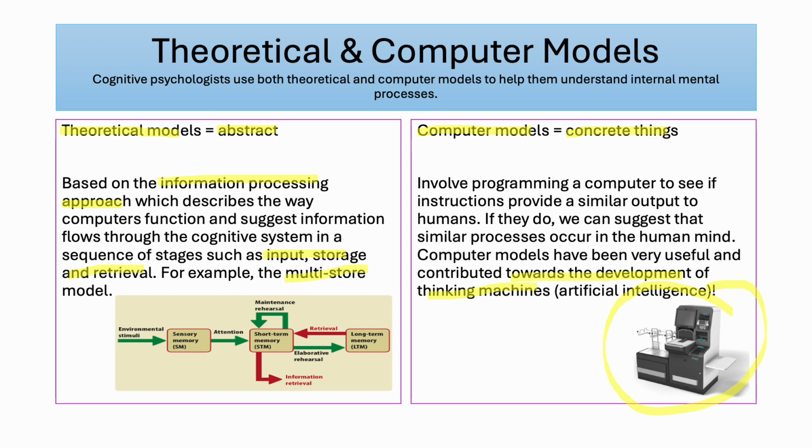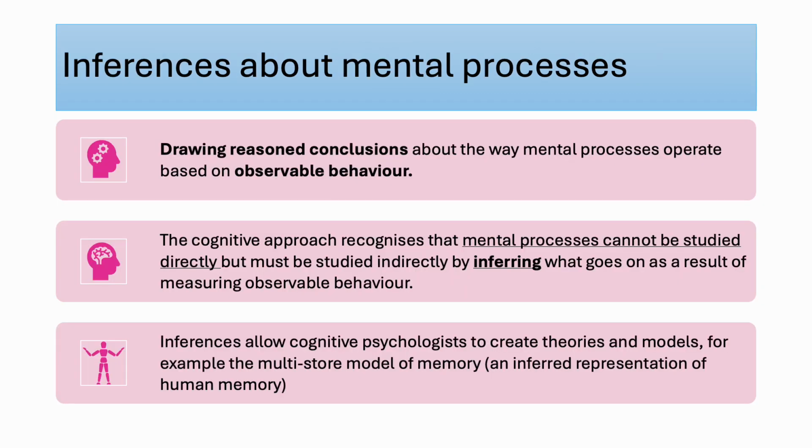So we take this further into how these computer and theoretical models help make inferences about mental processes. This is all based on this idea that your mental processes are things you can't actually see. So the cognitive approach makes inferences. They make reasoned conclusions. So that is what an inference is: reasoned conclusions about how mental processes like memory work, and they base those conclusions on observable behaviour. That is because the cognitive approach recognises that they can't study mental processes directly.